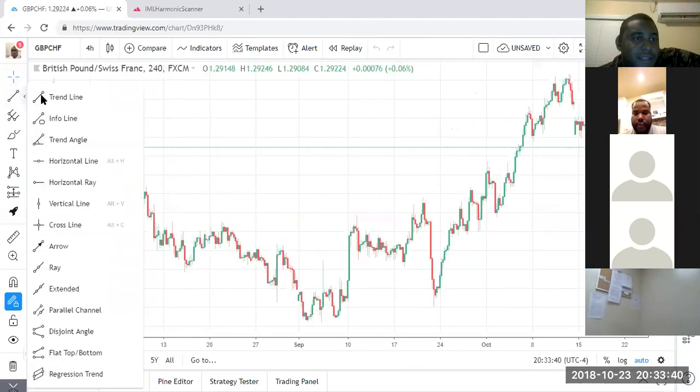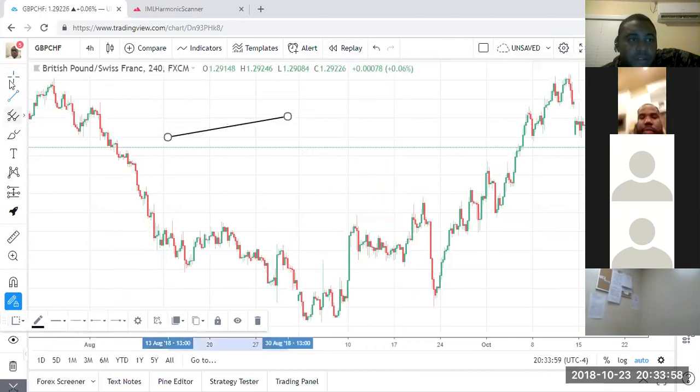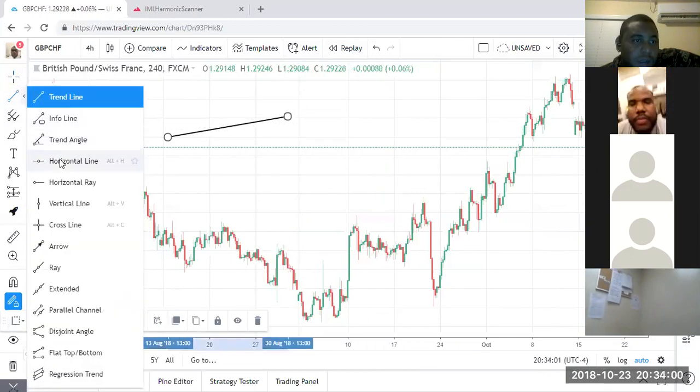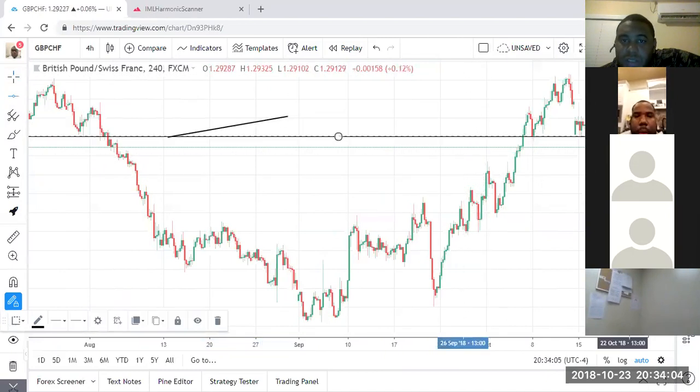All your trend lines, horizontal, vertical, your arrows over here. I basically use the trend line, horizontal line, and the arrow. Sometimes I'll use the horizontal ray. But the trend line is basically for drawing the trend. The horizontal line is marking out, so it's what I use to find my support and resistance zones.